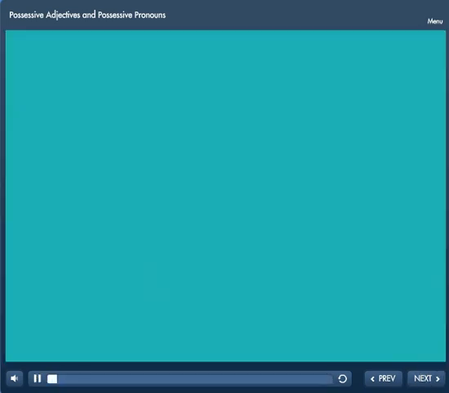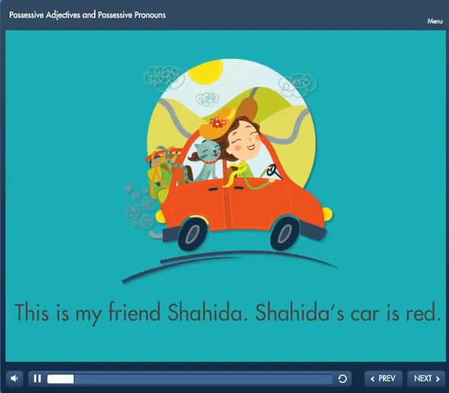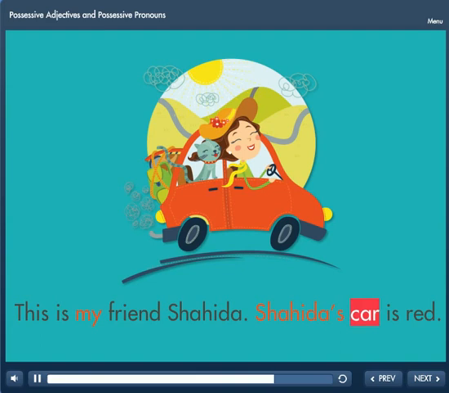Let's look at some examples. There is already one possessive adjective in these sentences, my. I can rewrite the rest of these sentences using more possessive adjectives. A possessive adjective can take the place of a word with apostrophe s. Over here, the word with apostrophe s is Shahida's. It is coming before the noun car, so we can replace it with a possessive adjective. Shahida is a woman, so we will use the matching possessive adjective, her.